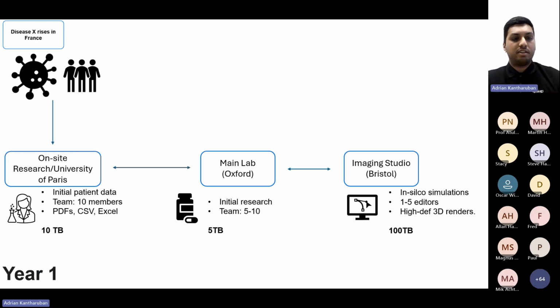The data from the on-site research team is initial patient data: PDFs, CSVs, basically a mixture of quantitative and qualitative data that they'll send to the main lab in Oxford. Oxford will correlate this data a little more, refine it, then send it to Bristol, the data-intensive portion, where they'll create high-def 3D renders of the drug and the disease and then run interactions between them.